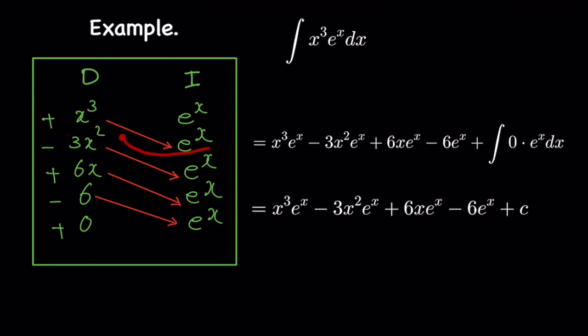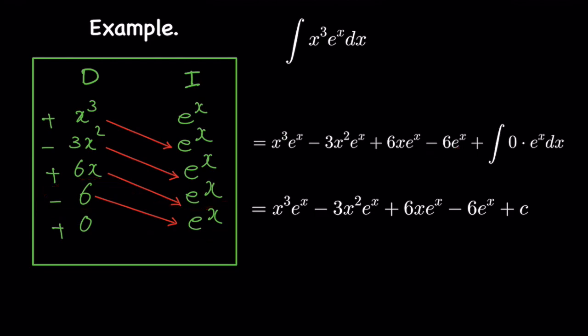So you multiply e to the x by x cubed, and that becomes the first term. Now you multiply minus 3x squared by e to the x. That's what I'm getting here. Next, you multiply e to the x by plus 6x. That's what I'm getting here. And then I multiply minus 6 by e to the x. That's what I'm getting here.